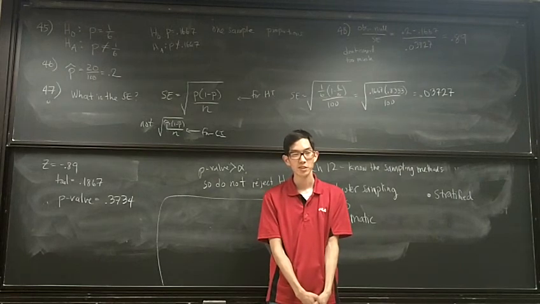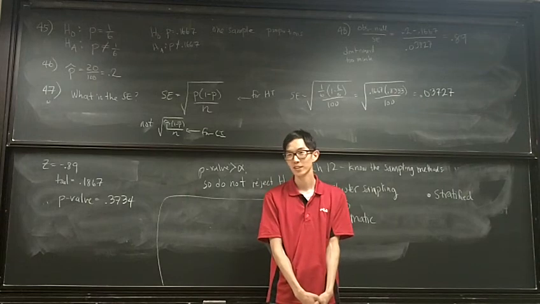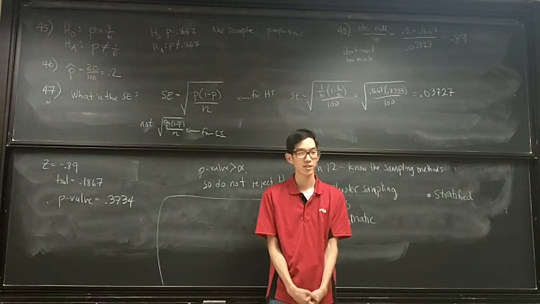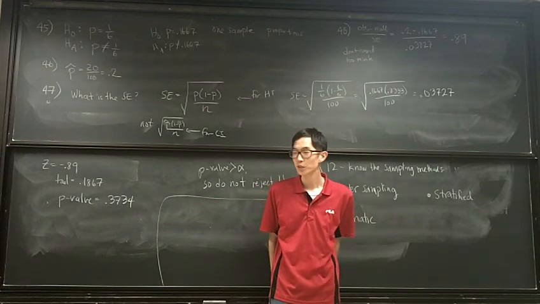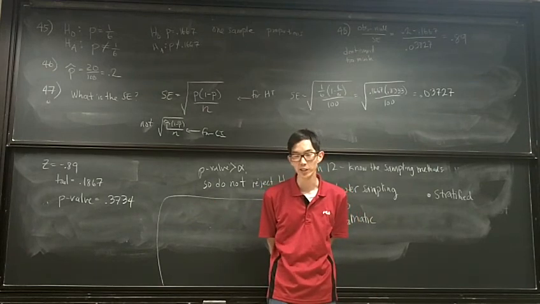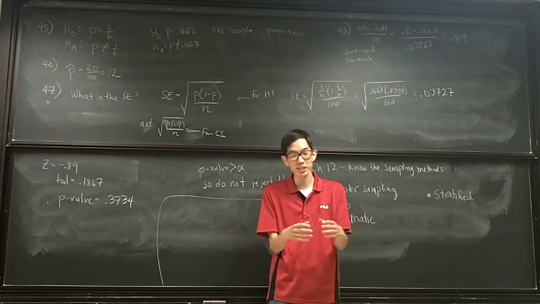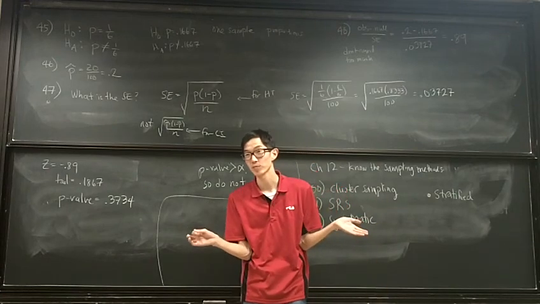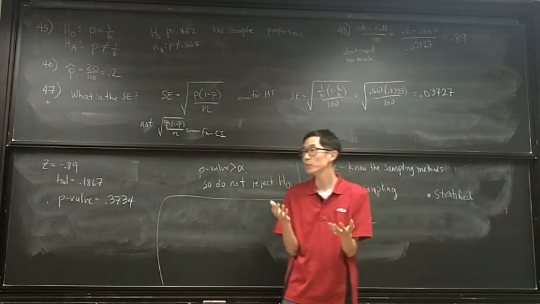What does a standard deviation measure? Standard deviation measures spread. What does it mean to have large spread? Large spread means the numbers are very different from each other. Small spread means the numbers are very similar to each other.